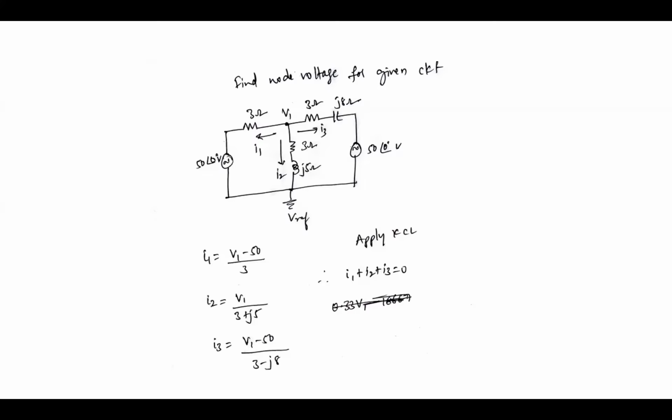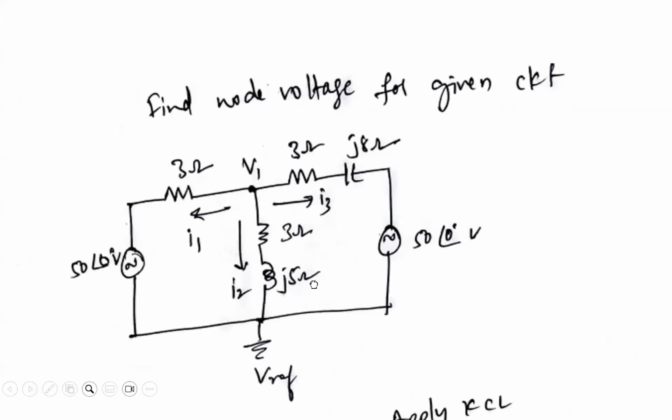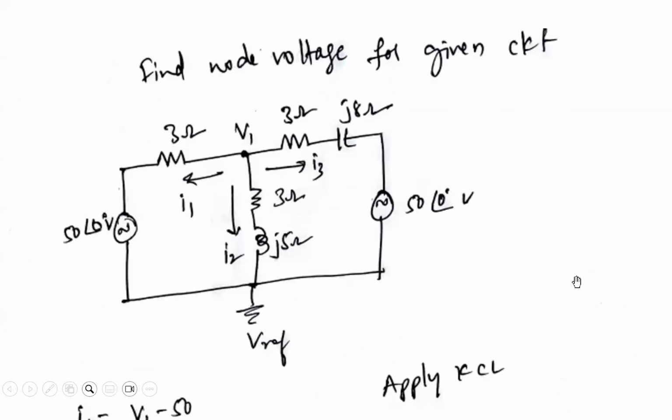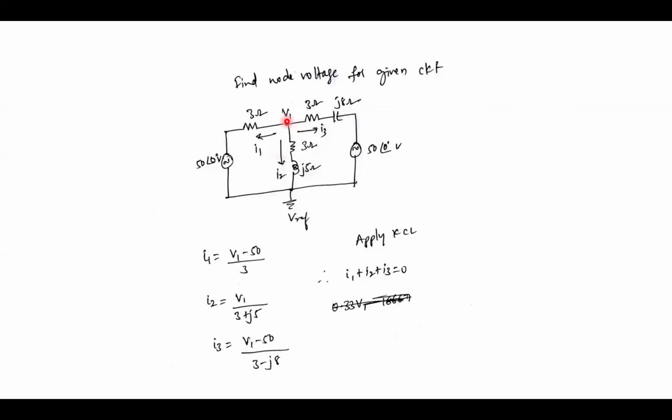In this video, we'll solve a simple problem on node analysis. That is nothing but finding a node voltage for a given circuit. This is a circuit. So the first thing is, we should give the direction of current to this node. Only one major node is there and we'll be having one reference node.